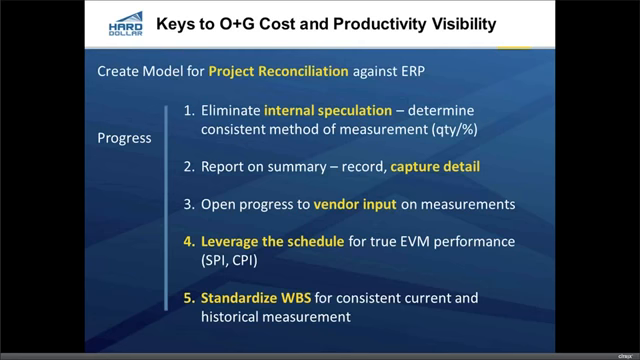So we're going to do a couple of things. One, hopefully we'll eliminate internal speculation by a consistent method of delivery. We're going to report on the summary, but we're going to record and capture detail to fix the other roadblock. Open progress to vendor input on measurements so that we can have contract progress. If I'm an owner, I'm opening it up to contractors so that they can contribute what the progress is. If I'm a contractor, I have an outlet so that I can give visibility to the owner. Leverage the schedule, which is a key piece that we're going to go through today. And then best practice, standardizing the work breakdown structure so that we're good across the board throughout the systems of record. That's one of the cool things we're going to do today, into the scheduling system as well as into the ERP system. You'll see a little bit of how we standardize that.